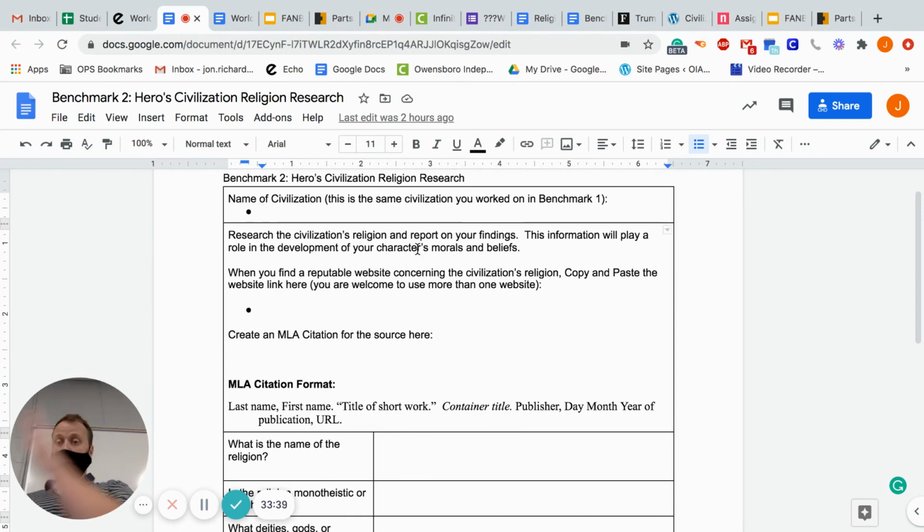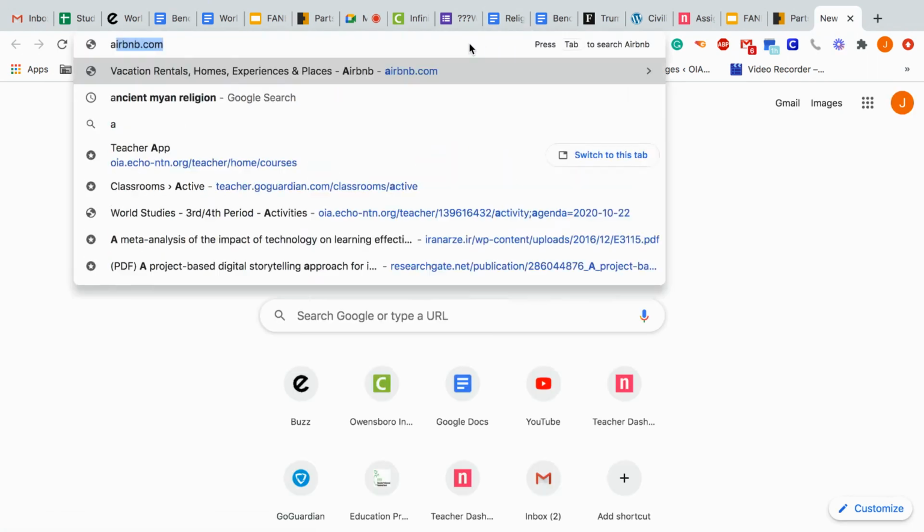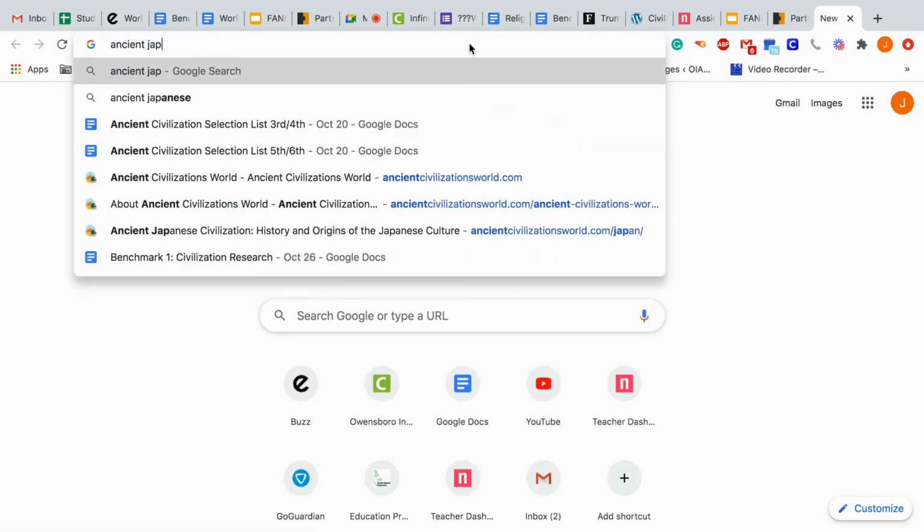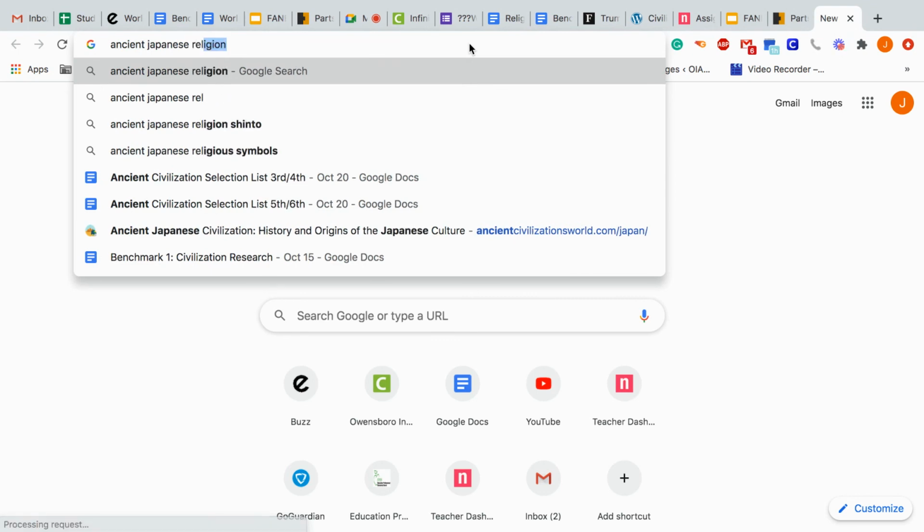So last assignment, you went and found a website about your civilization. If it had a lot of information on religion, then you can use that website again. But I hope that you can go out and find another one so you can be diverse in your research. But let's say that I was looking at ancient Japanese religion. Okay, so I'm going to look that up.